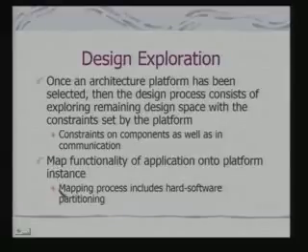The mapping process includes hardware software partitioning, which we have already seen. But what is important, and again I am repeating the same point, is that your possibilities get defined by the constraints or the flexibilities that the platform provides.